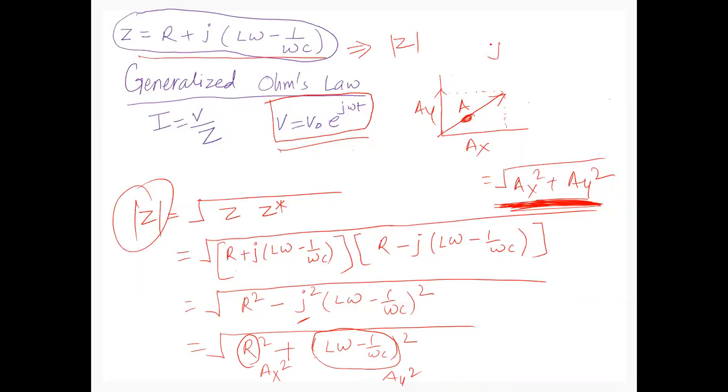j is the square root of negative 1, right? So j square happens to be negative 1. So this j square is negative 1. This negative and negative makes positive. Okay. Thank you very much. All right.